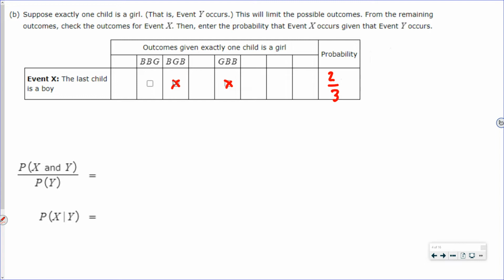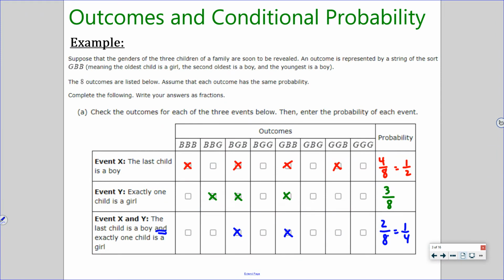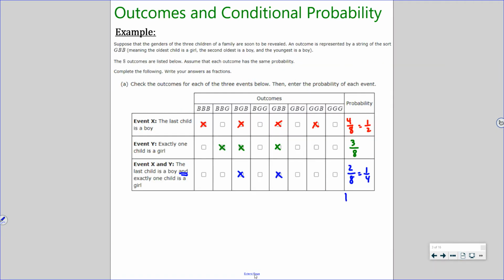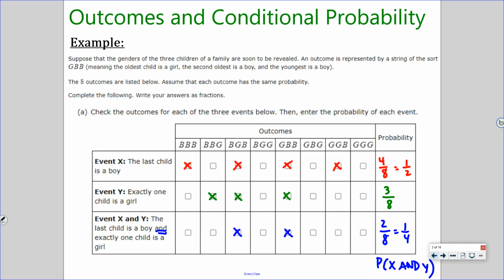Okay, now here's that little formula I showed you: the conditional probability will be the same as taking the probability of both occurring divided by the probability that the given event already occurred. So let's take our data from our first table here, the probability of X and Y. That was my blue one here. This is the probability of X and Y occurring. It's 1/4. If I divide that by the probability of Y happening, which I think was our green one.